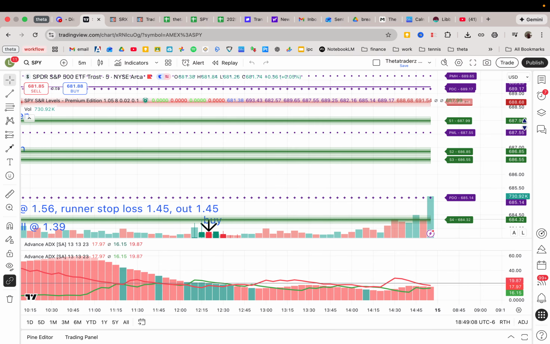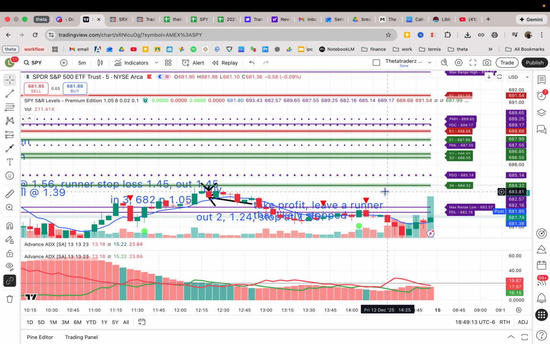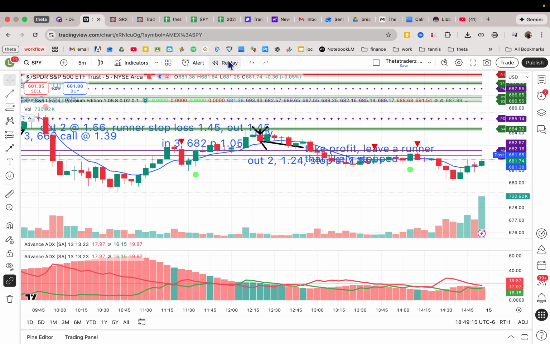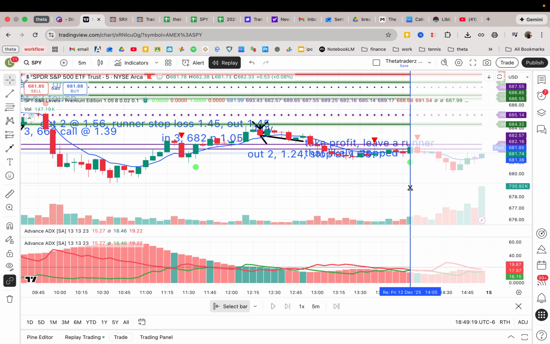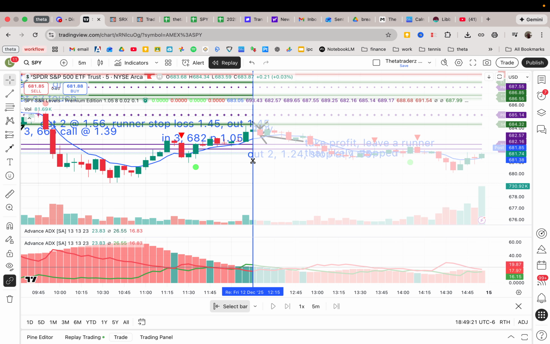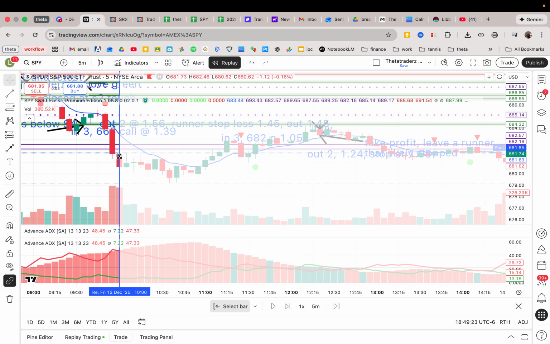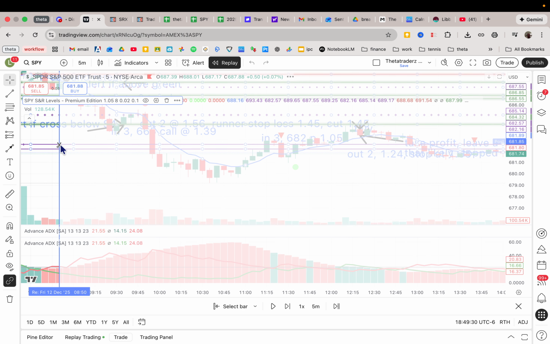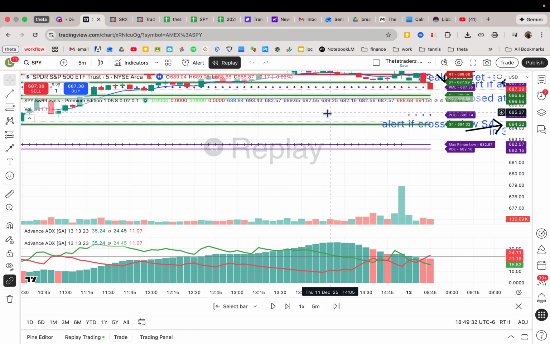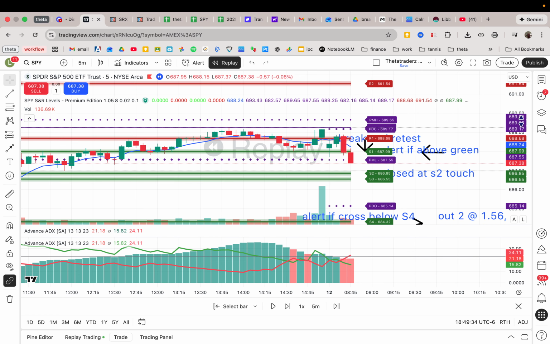Just wanted to show you a good way to practice what you could do in your entries. On TradingView, they have a replay button. What you could do is replay what actually happens beforehand. So just click on the replay here. Start a new one. You can move to where it is. I'm going to move to the beginning of today. So you would have got the alert around here, and then it's like you're here in real time.